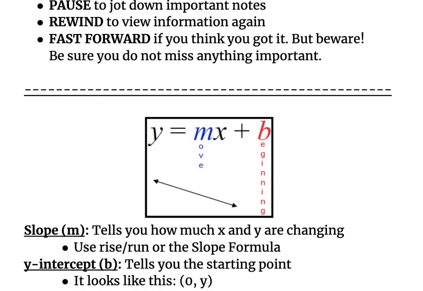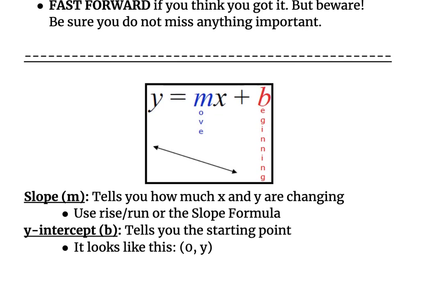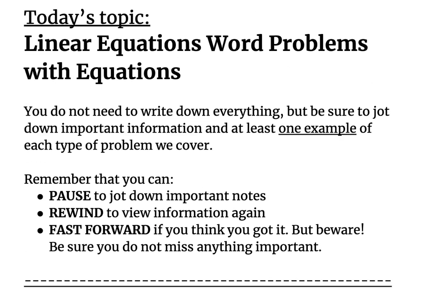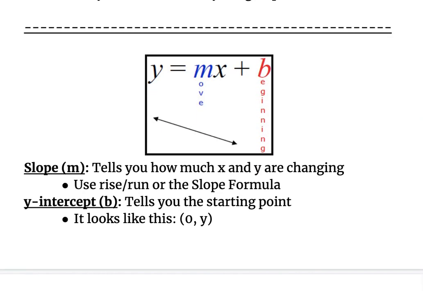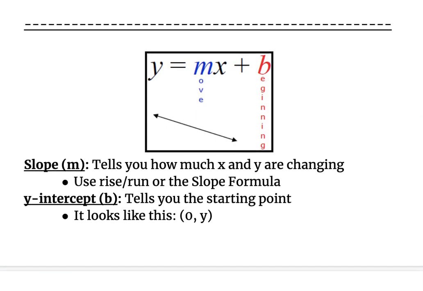So when we are looking at linear equations word problems, it's very important that we know the slope-intercept equation because these equations will be written in slope-intercept form. So as a reminder, in the y equals mx plus b equation, the m stands for the slope. You can also use m to remind you that that's how much you are moving. It tells you how much x and y are changing.